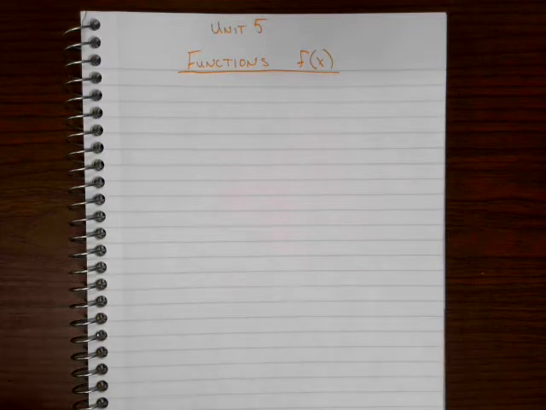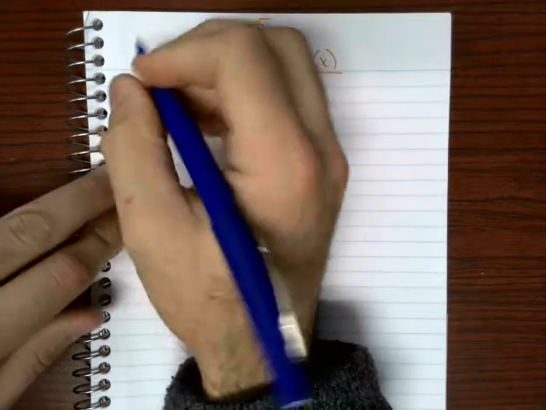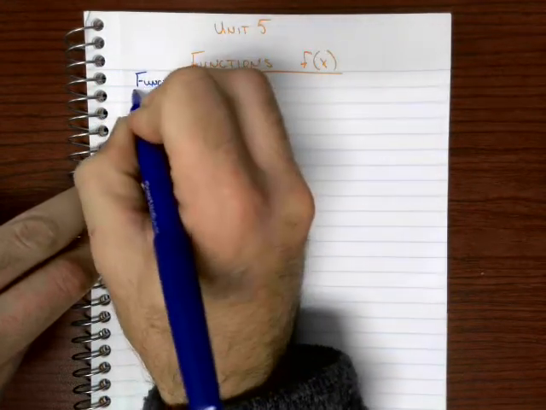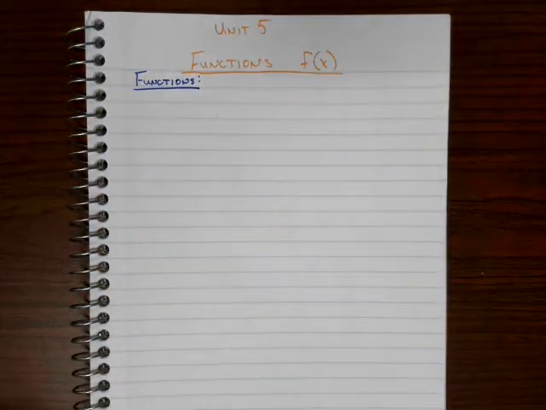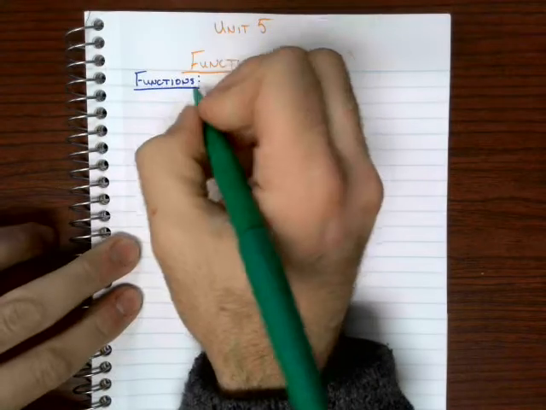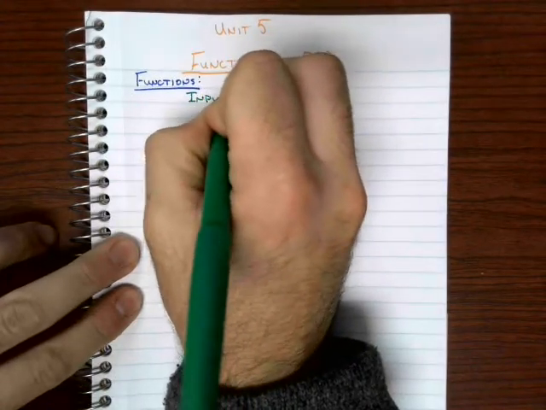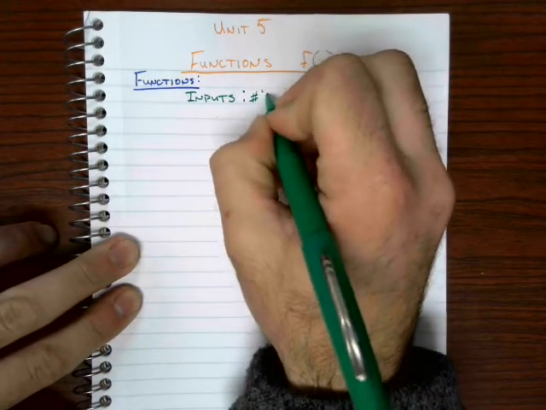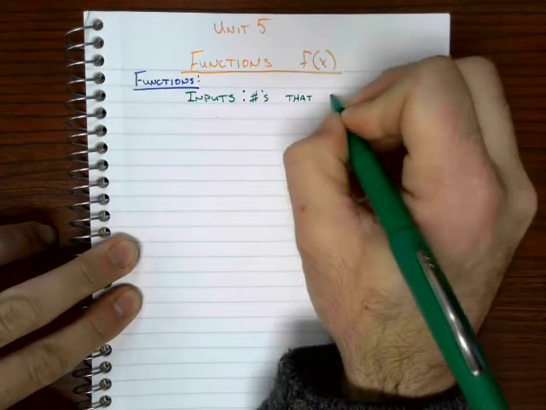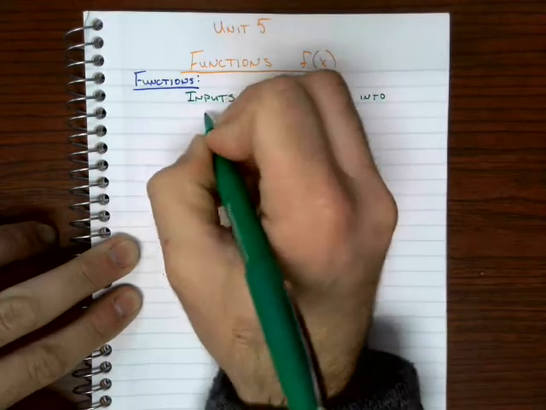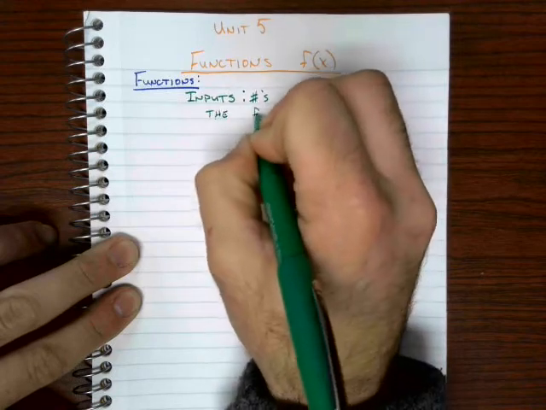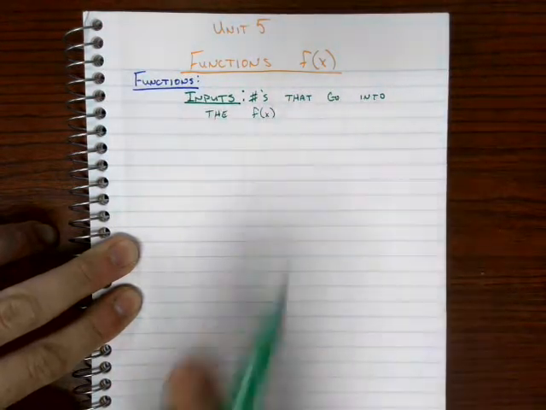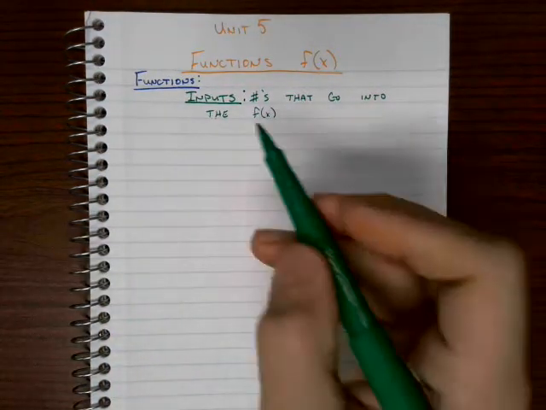All right, so functions. Basically with functions, you have a couple of things. With a function, we'll have inputs, and inputs are basically the numbers that go into the function. And I'm going to use this symbol. This symbol right here means function. So these are the numbers that go into the function. These are your inputs.